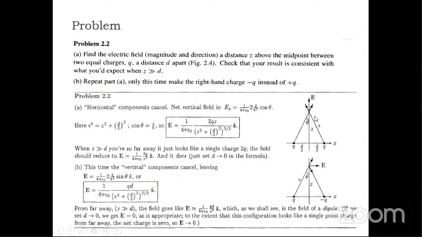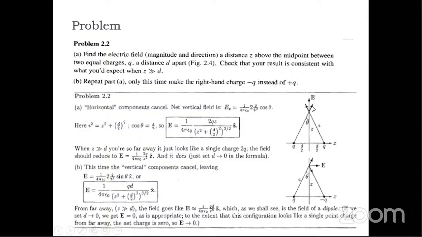A very simple method I will adopt is to resolve this electric field along two directions, either along this vertical line and along the horizontal line. You know how vectors are to be resolved along two mutually perpendicular directions. So you will find that along this perpendicular direction, the horizontal components will cancel each other.